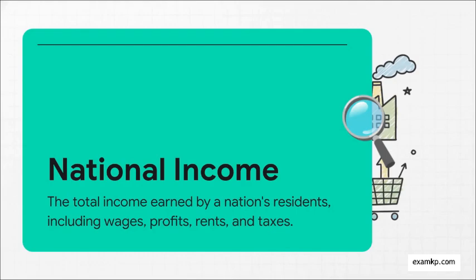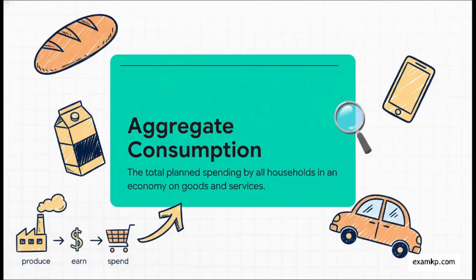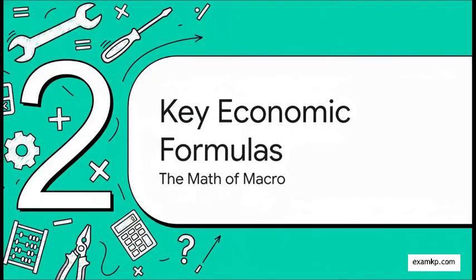And the final piece of our puzzle is aggregate consumption. This is basically the engine of the economy. It's everything that all the households in the country are planning to spend. So just imagine your family's budget for groceries, for transport, for going out, and now multiply that by millions. So you see how it all connects? The economy produces things, people earn money from that, and then they spend that money. It's one big cycle.